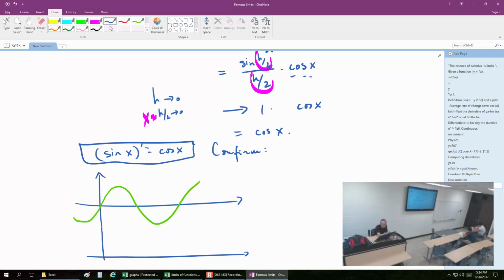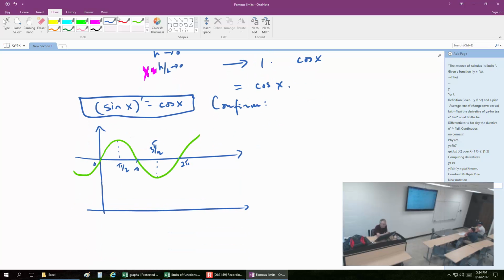Okay, so it hits, let me mark things. So this is pi over 2, and this is pi, 3 pi over 2, 2 pi. Okay, and this is 0. Now let me plot cosine and see if it matches in any way. That's right. Well, let me just make sure that everything matched up.